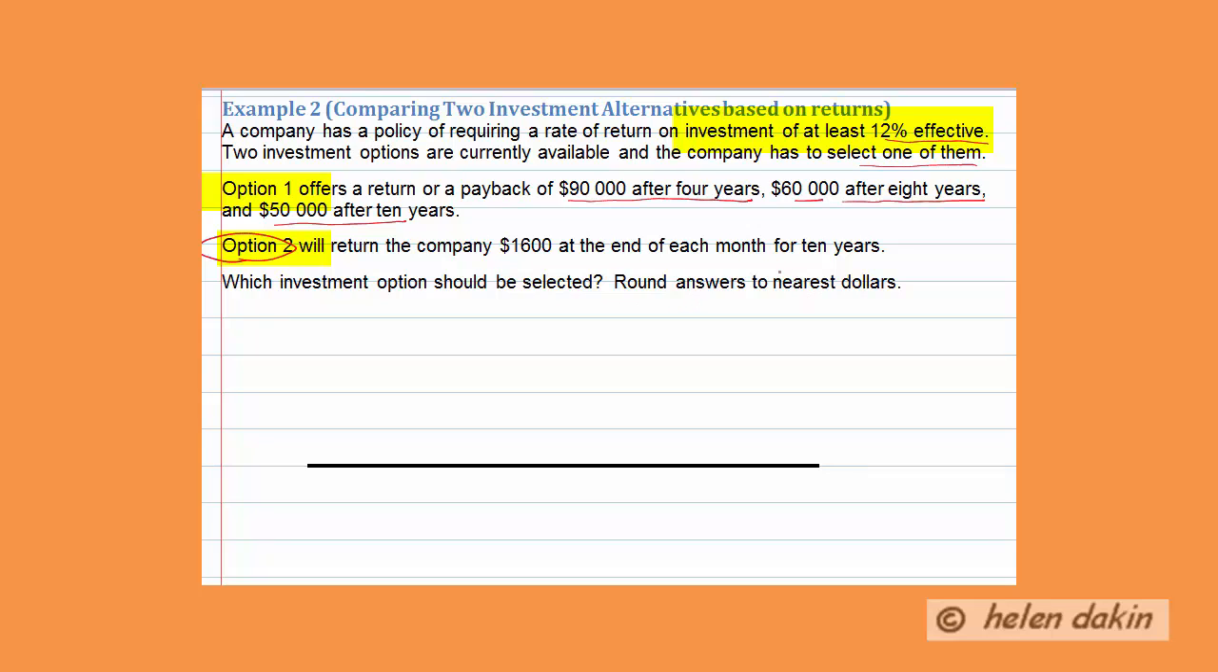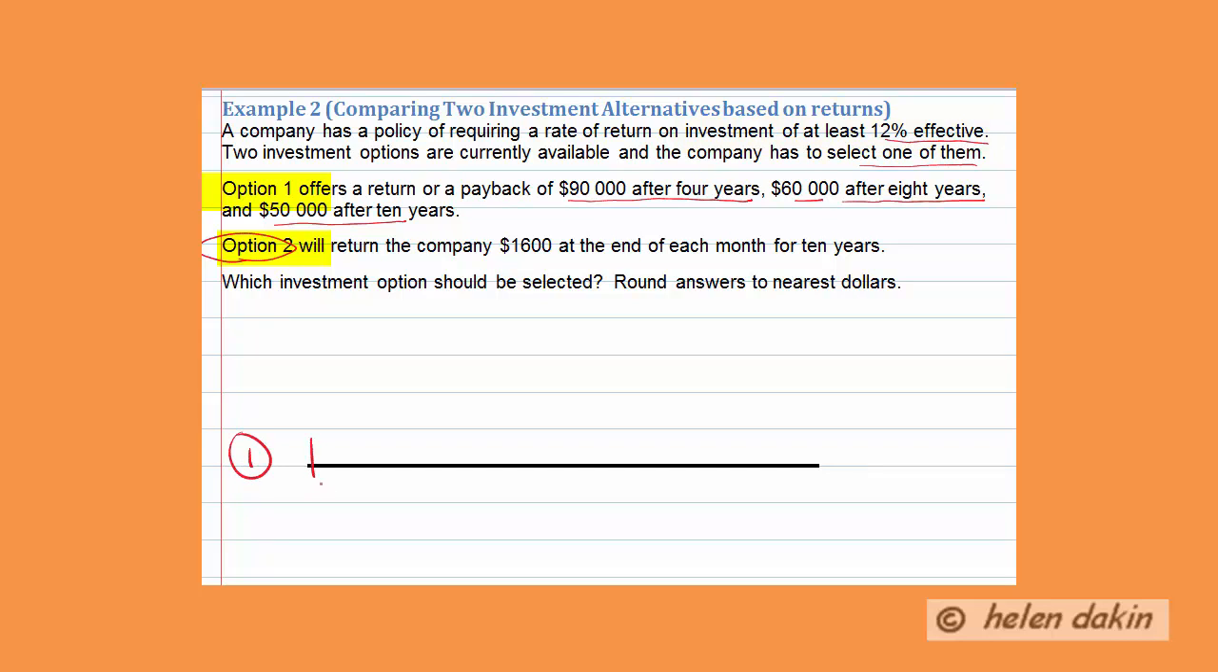Well, again, I cannot compare 3 single payments made at different time periods with a value of $1,600 per month made over 10 years. They're different time periods. I have to bring them back to a common denominator or a common base. So I'm going to use a common focal date, and that focal date is going to be today, or 0. And I'm going to say, let's take a look at option number 1.